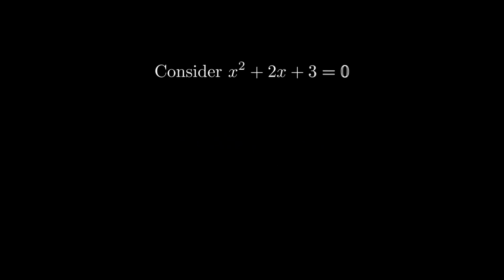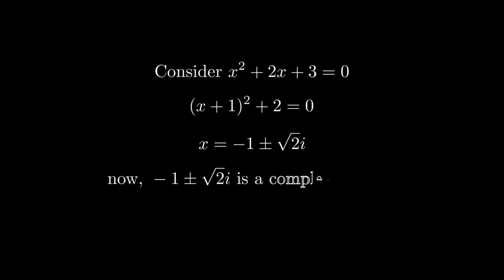Consider x square plus 2x plus 3. We can write it as (x plus 1) whole square plus 2 equals 0. Thus x equals minus 1 plus minus square root of minus 2, which can be written as minus 1 plus minus square root 2 times i, which is iota. Now, this is neither a purely imaginary number nor a purely real number. This is a complex number.